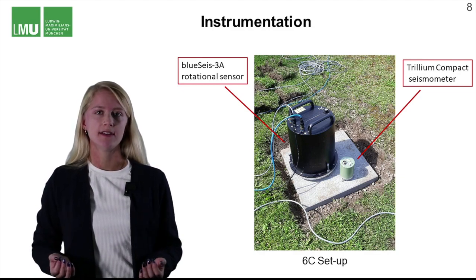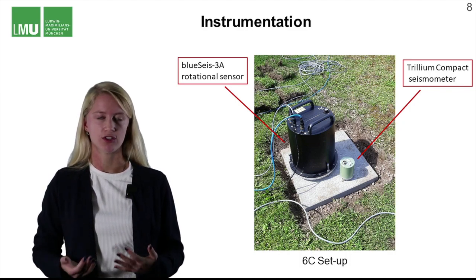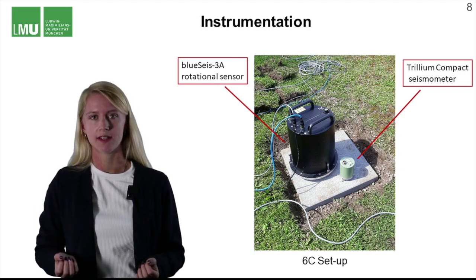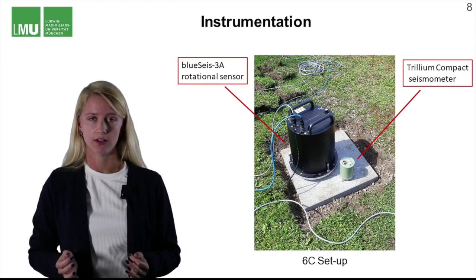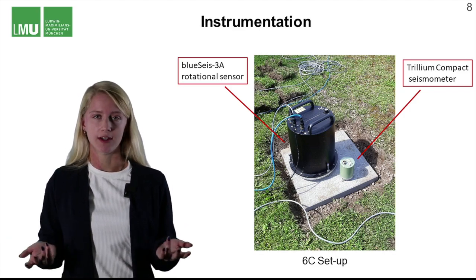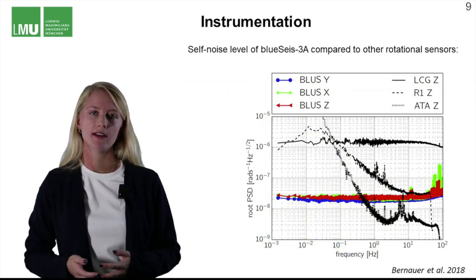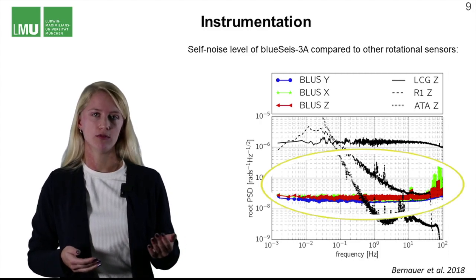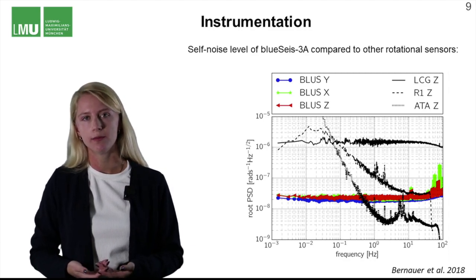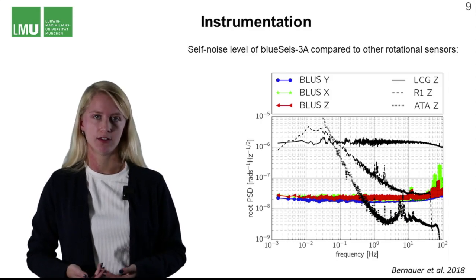The blueSeis-3A is the first commercially available broadband rotational sensor, which is based on a fiber optic gyroscope. The great advantage of the measurement principle of such a fiber optic gyroscope is that it's strictly insensitive to translational motion. That guarantees that pure ground rotation is measured, which is great. In addition, laboratory experiments have shown that the blueSeis has a flat self-noise level in a broad frequency range compared to other sensors. Also, it's very stable in changing ambient conditions such as temperature and magnetic field, which makes it suitable for field installations.